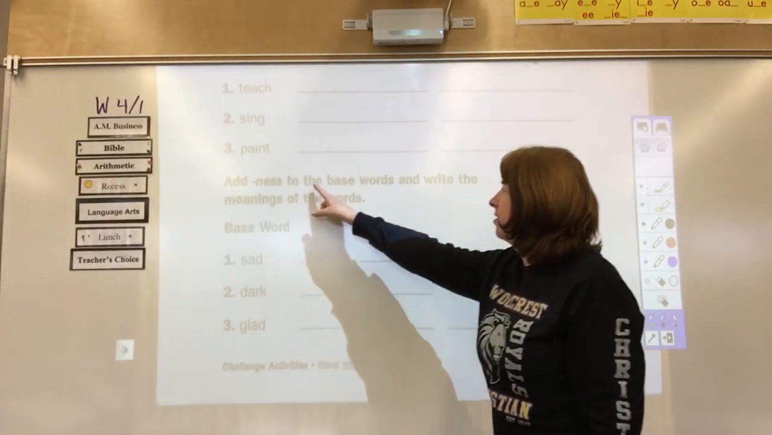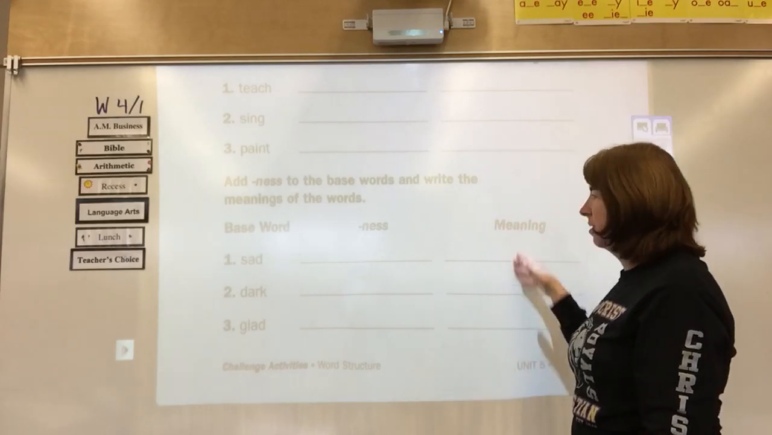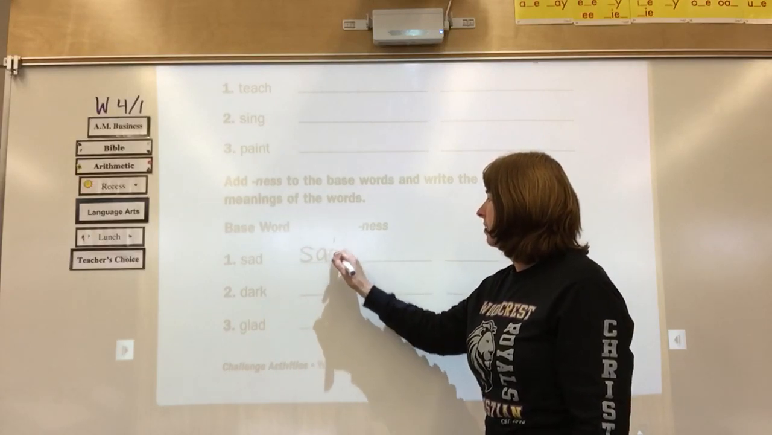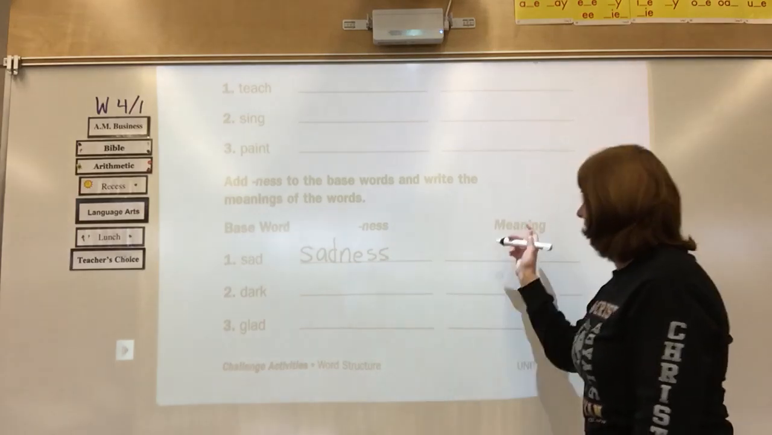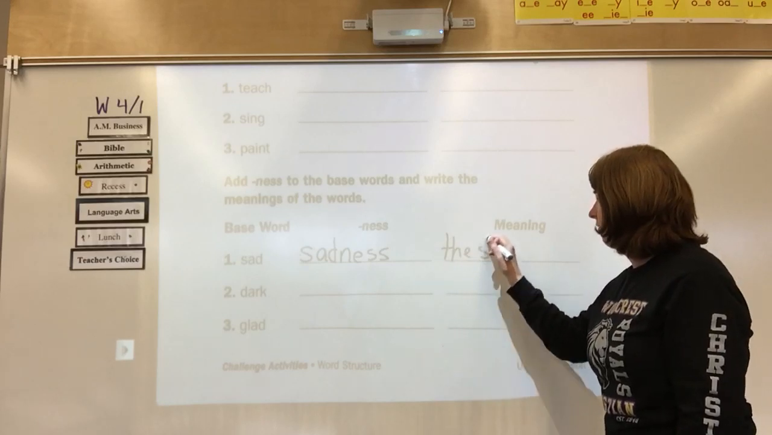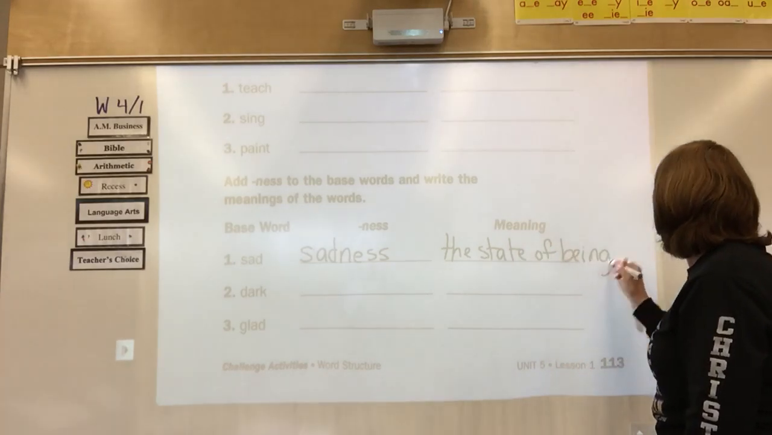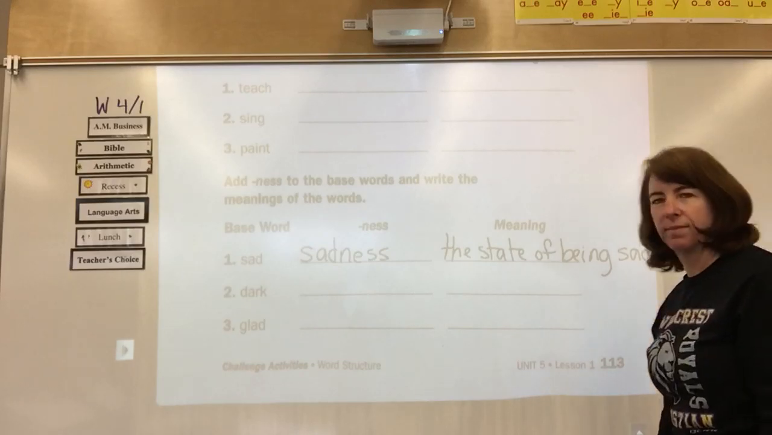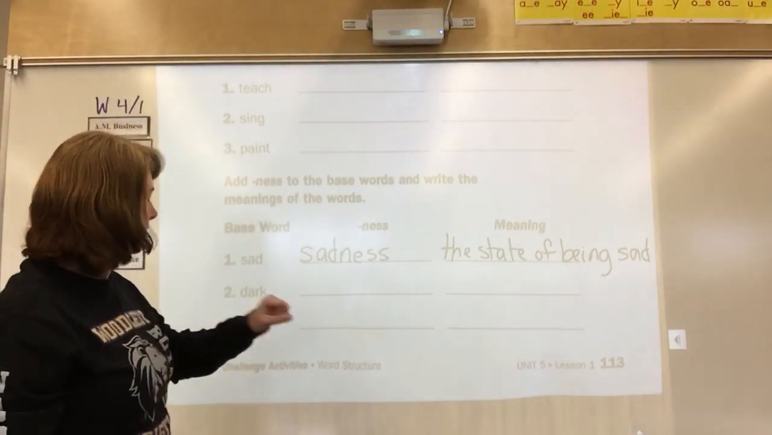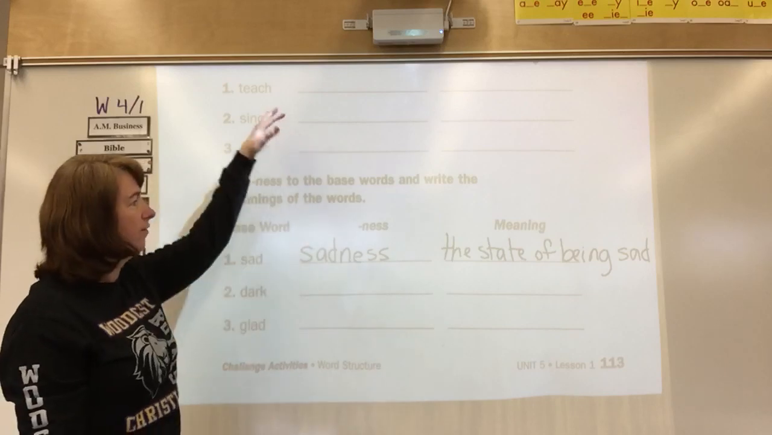It says add ness to the base words and write the meanings of the words. Base words here. We're going to add the ness. What's the meaning? Okay, so let's do that one. Sad. It's going to become sadness. And then the meaning is, if you said the state of being sad, you would be correct. All right, what you're going to end up doing is writing dark and glad here and following the pattern. So you're going to finish this page.